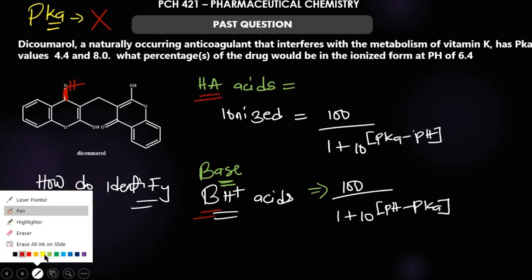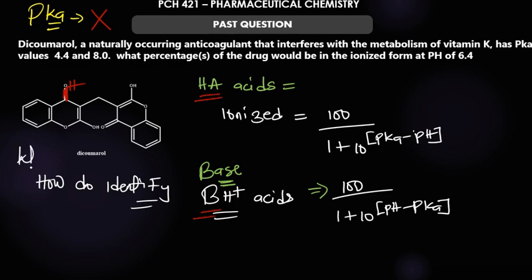When dicumarol ionizes, it's more like warfarin too. This OH here will ionize as H plus, so what you get will be O negative, and this one will be H plus. So dicumarol is an HA acid. This was the mistake I made. The formula we use to solve for the ionized form, for both pKa's, will still be this formula, not the one for base.